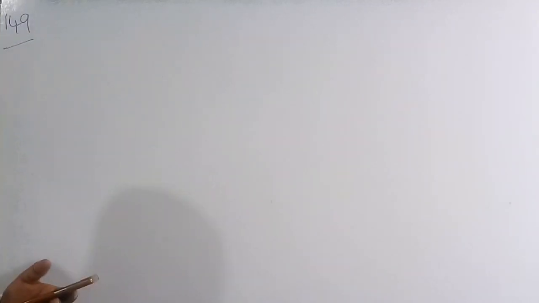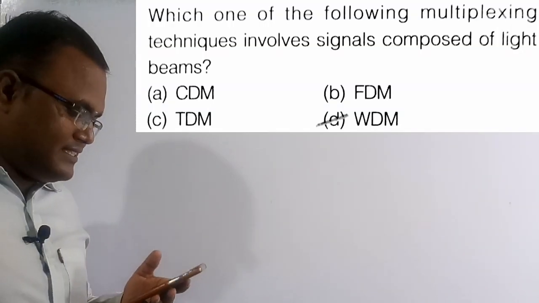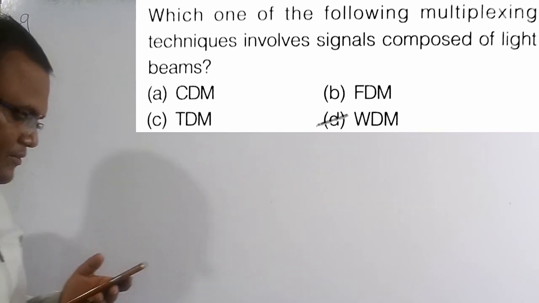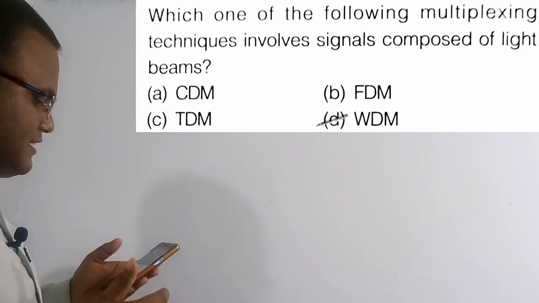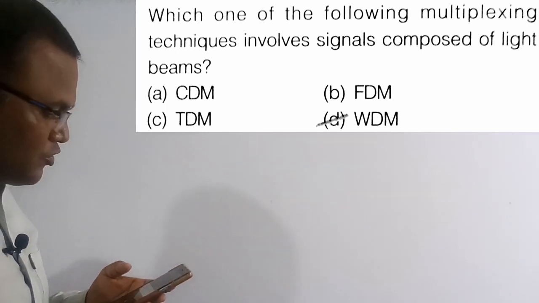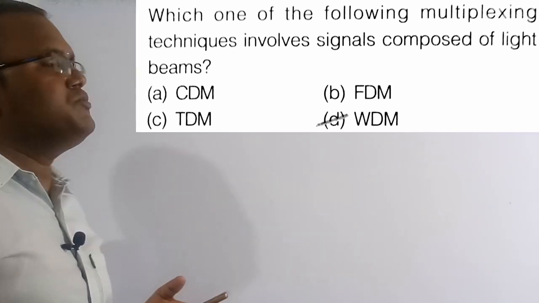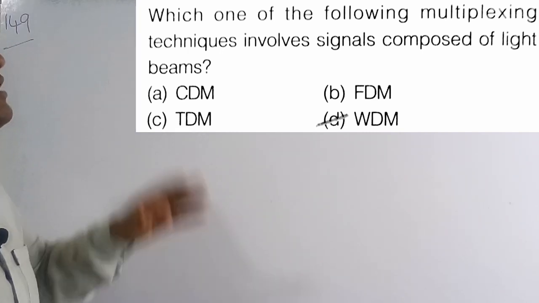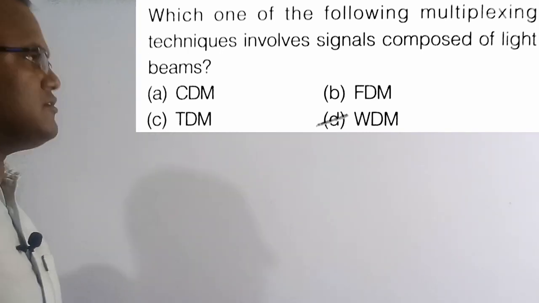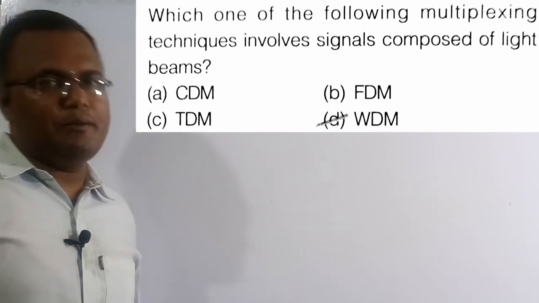So now we are going to solve question 149. See the question here. Which one of the following multiplexing techniques involves signals composed of light beams? So in which multiplexing technique are we going to use signals which use light beams? Among the four options, option D, WDM. In this WDM technique, we are going to use signals of light beams. So option D is the correct solution of this question. So let's discuss something more about this one.